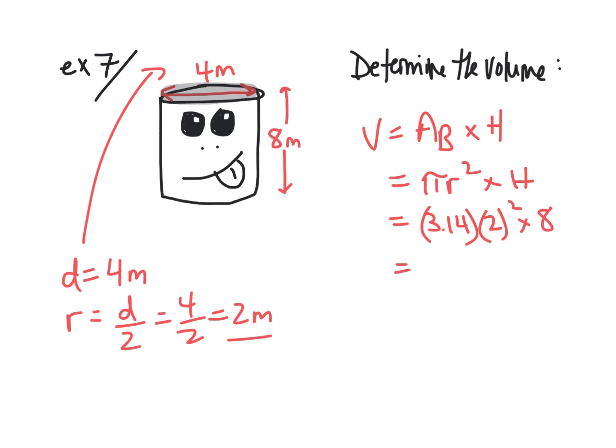All right, so if you plug it all in, what do you get? 4 times... punch it into my calculator. I did it before, to be honest. 100.5 square meters would be the volume of this cylinder.